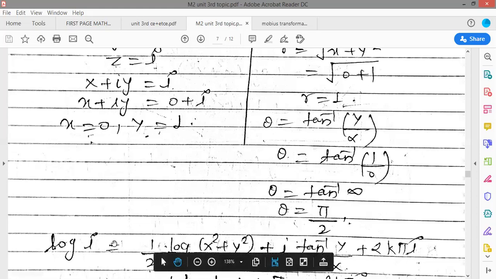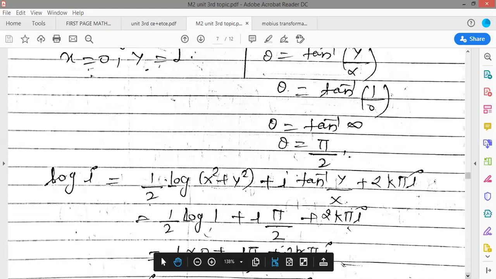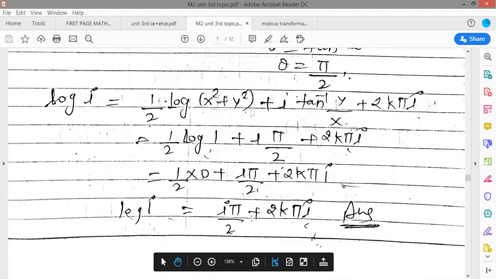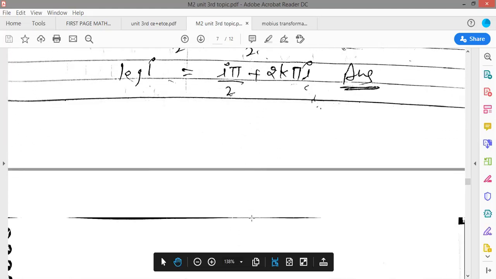So just put all these values here. Log i is equal to 1 upon 2 log of x square plus y square plus i tan inverse y upon x plus 2k pi i. So this is our formula. Just put here log 1, i pi by 2 plus 2k pi i. So log 1 value is 0. So log i value is your i pi by 2 plus 2k pi i. This is your final answer.